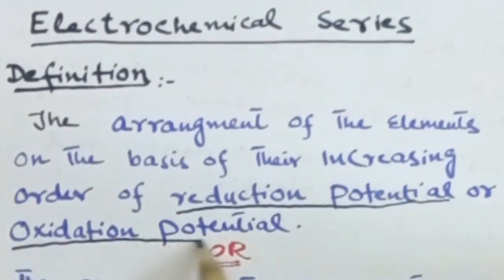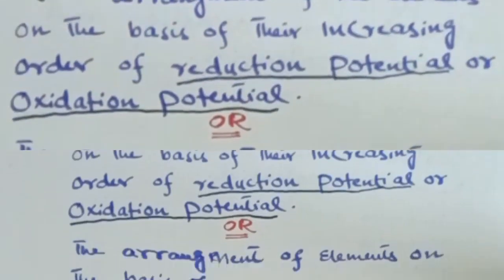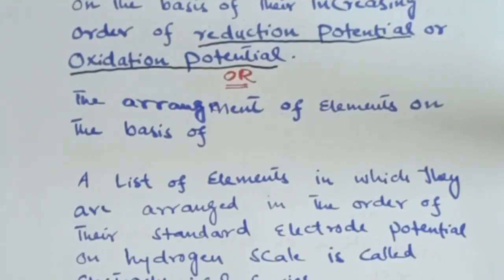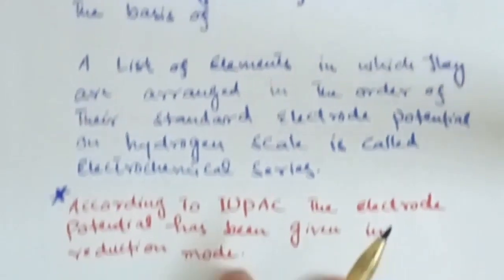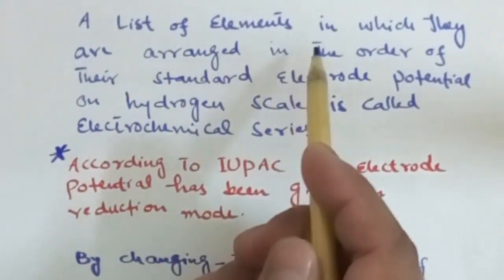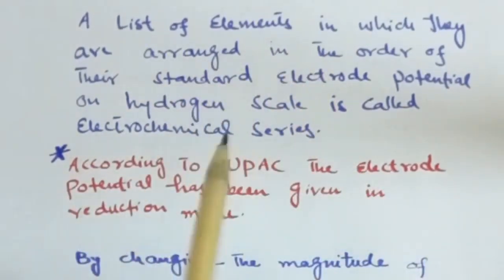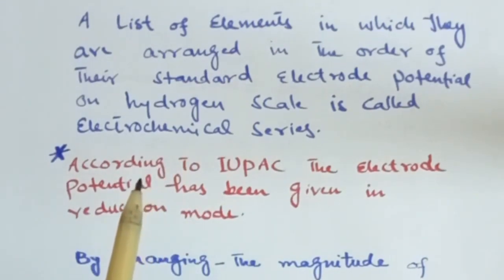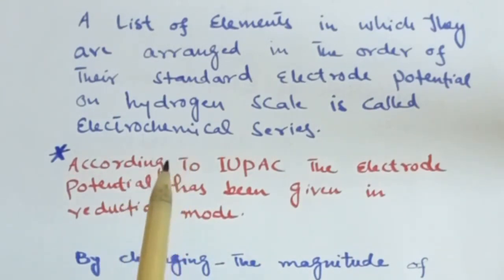It may be reduction potential or it may be oxidation potential. It may be defined as a list of elements arranged in the order of their standard electrode potential on the hydrogen scale. This list of elements, obtained by arranging them in the order of their standard electrode potential, is called the electrochemical series.